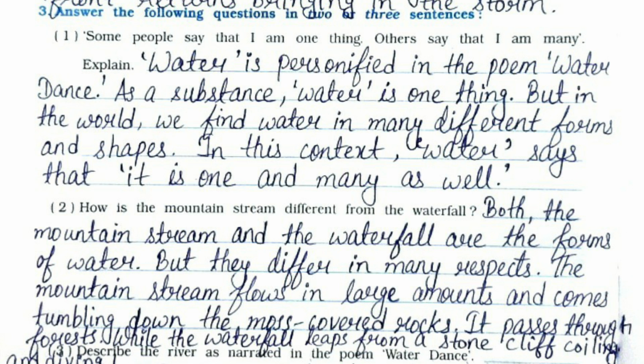First one, some people say that I am one thing, others say that I am many. Explain. Water is personified in the poem Water Dance. As a substance, water is one thing, but in the world we find water in many different forms and shapes. In this context, water says that it is one and many as well.